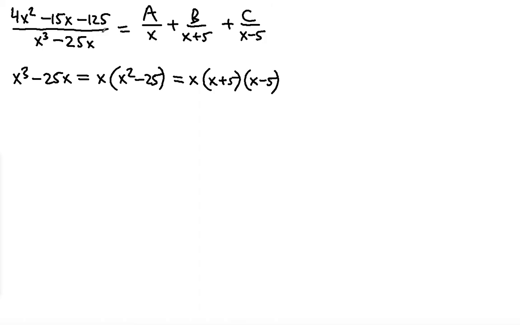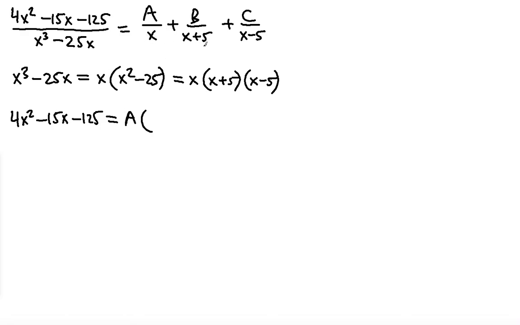Now notice that if you multiply this equation by x to the third minus 25x, both sides of the equation would be multiplied by this denominator. The denominator here would be gone, and the only thing that remains would be the numerator. So essentially 4x squared minus 15x minus 125 is equal to the a being multiplied by these two factors and not its own denominator factor, because it gets cancelled out with this x, right? Because we said that both sides would be multiplied by x to the third minus 25x. So when you multiply that, the x's would be cancelled out, right?